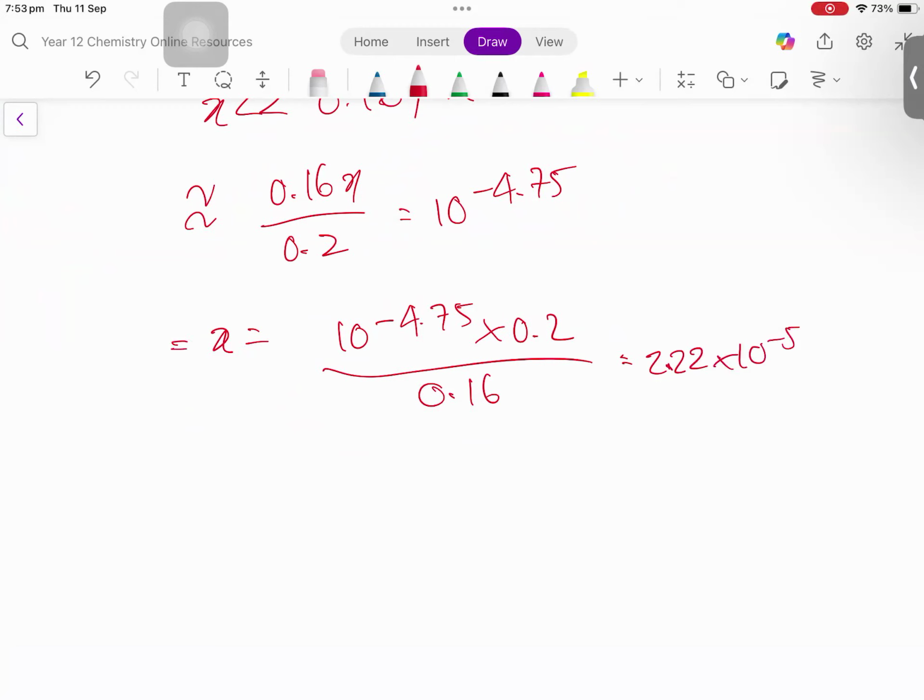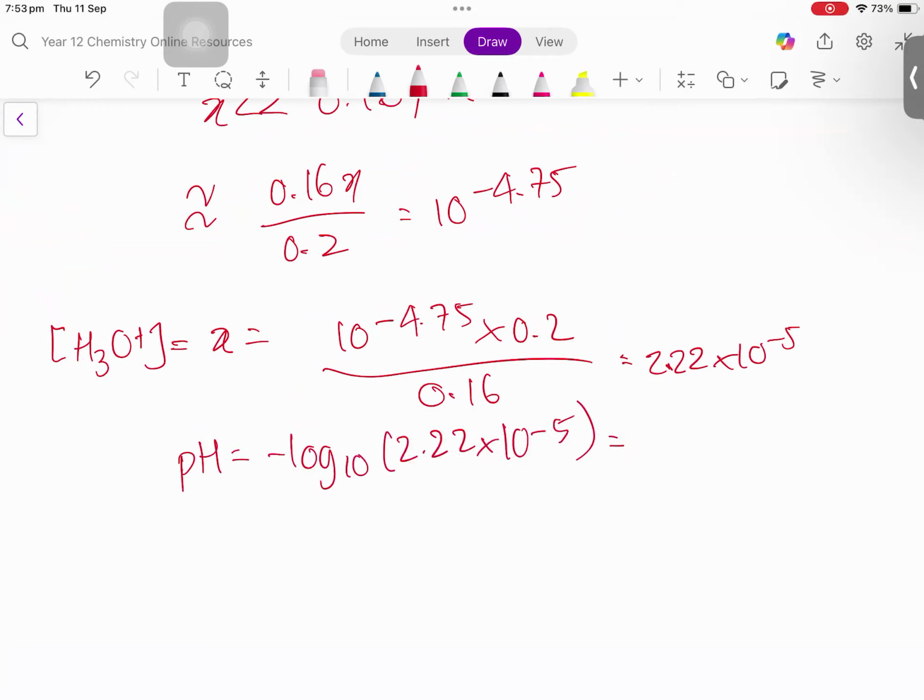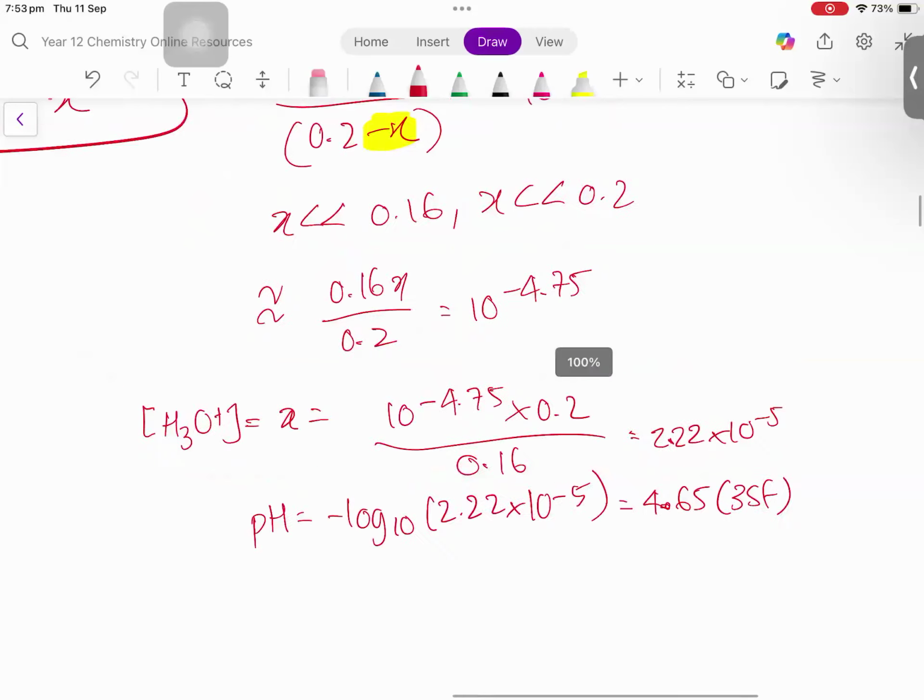This is an acid equation. They want pH. We're going to get pH straight away because from your ice table, X was H3O plus. So it's not like it's a base and then you have to calculate pOH first. Luckily, you go straight into pH. Negative log base 10, 2.22 times 10 to the minus 5. And then this buffer pH is about 4.65 to 3 sig figs.